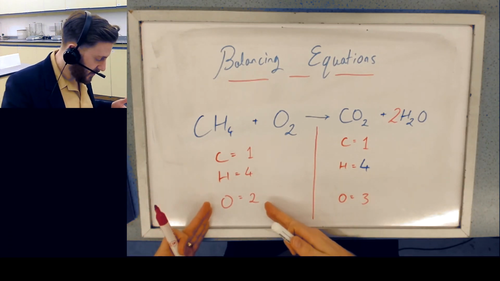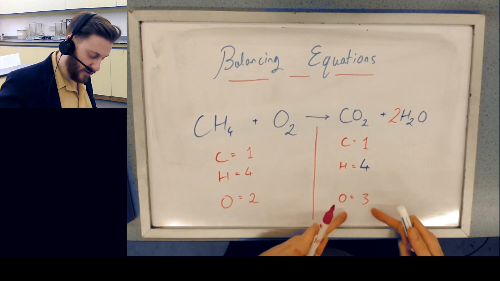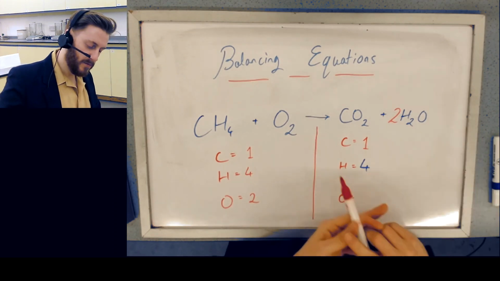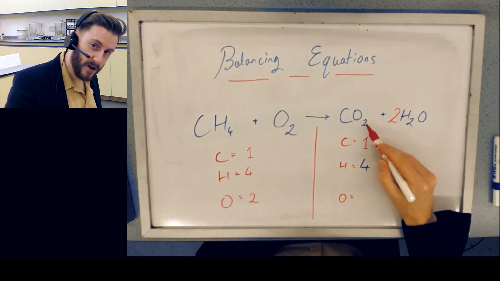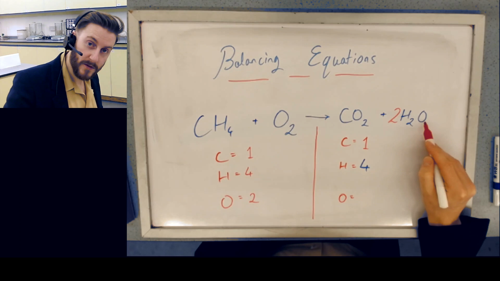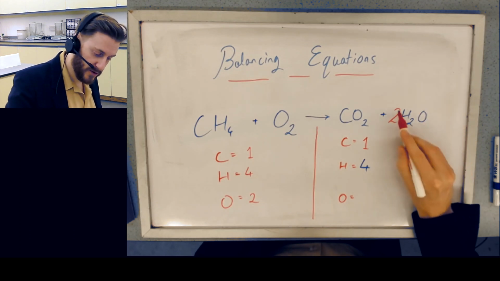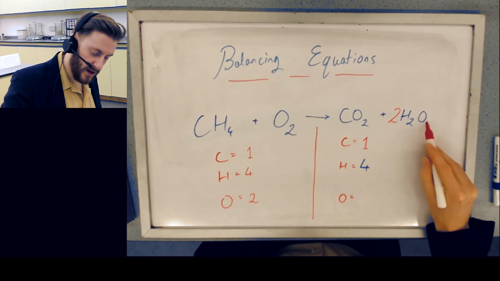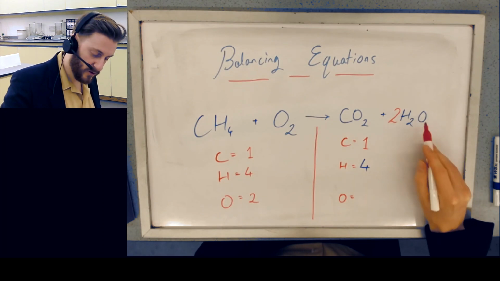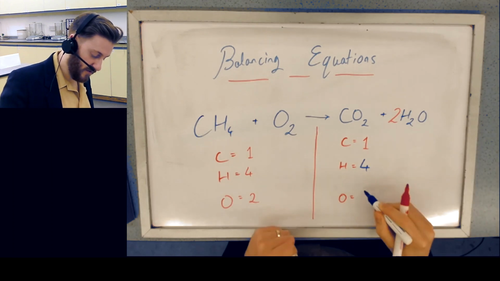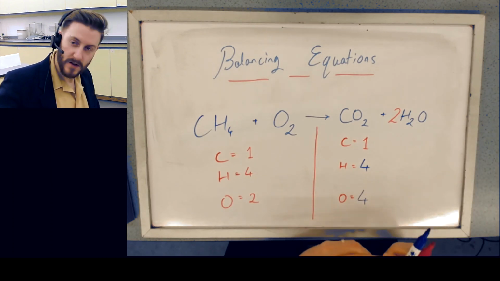And now my oxygens, I've got two coming in and three coming out. But no, my three has changed as well because I had the two from the carbon dioxide and I've also got the two now from this water because I have twice as much of everything here. So 2 times 2 gave me the four hydrogens and the two oxygens as well. So 1, 2, 3, 4. So I have my four oxygens coming out.